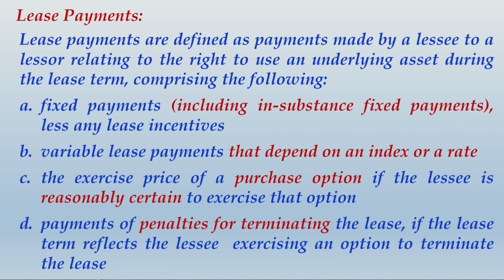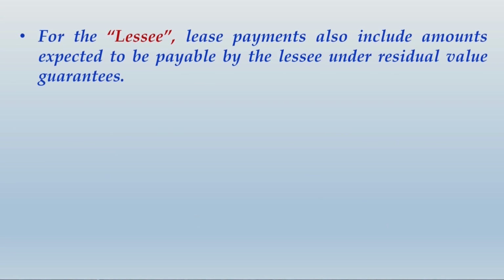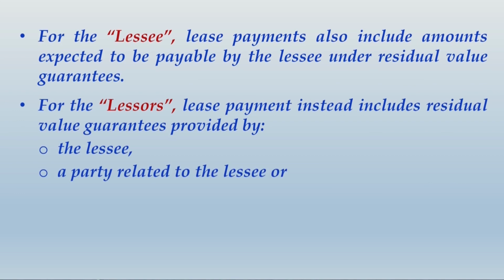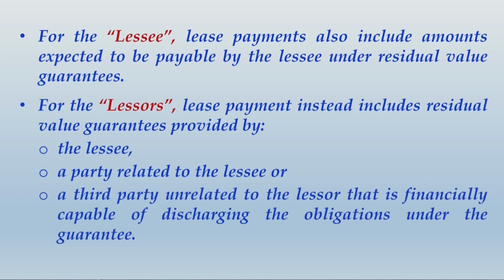Alright friends, you would have finished writing this whole thing. Let us move ahead and write up the note about the residual value guarantees. For the lessee, lease payments also include amounts expected to be payable by the lessee under residual value guarantees. For the lessors, lease payments instead includes residual value guarantees provided by the lessee, a party related to the lessee, or a third party unrelated to the lessor that is financially capable of discharging the obligations under the guarantee. So friends, note down these points as well, and then we shall move ahead.